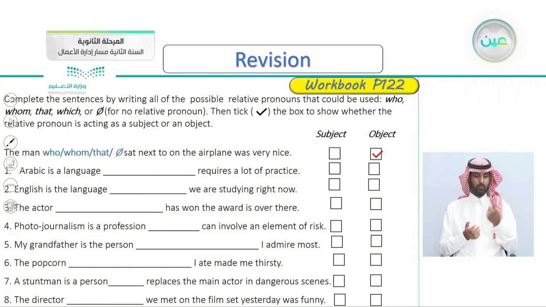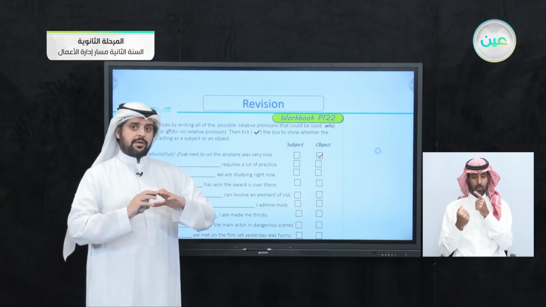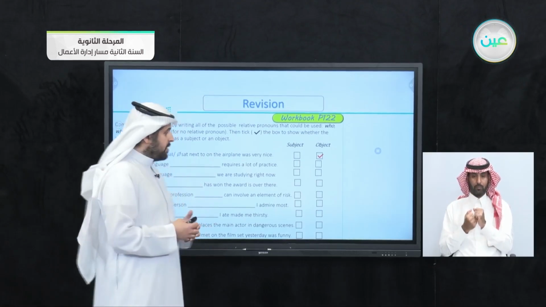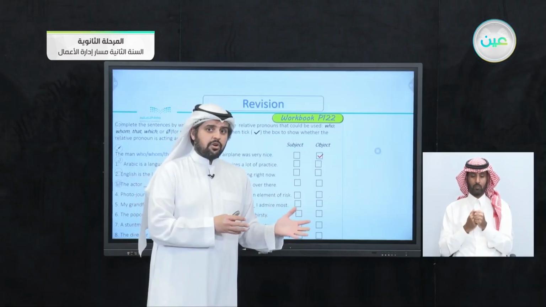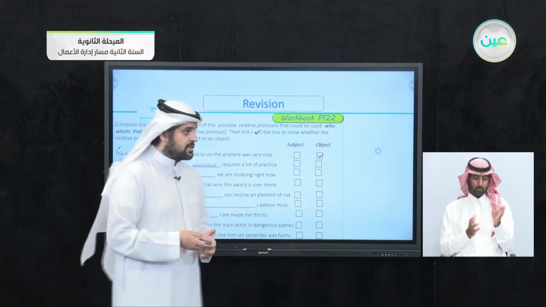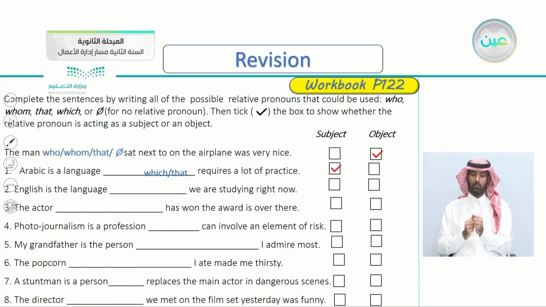Number one, Arabic is a language that requires a lot of practice. We're talking about the Arabic language here. So yes, which or that, because it's a thing, so we say which or that requires a lot of practice. So is it a subject or an object here, the Arabic language? Yes, it is a subject, which means that it can't be omitted.